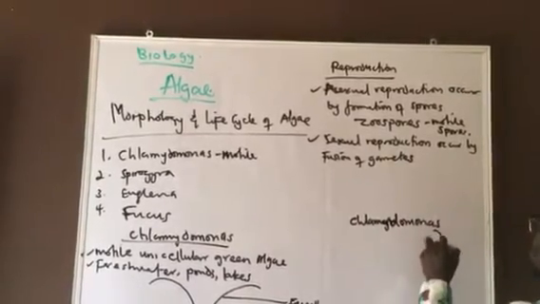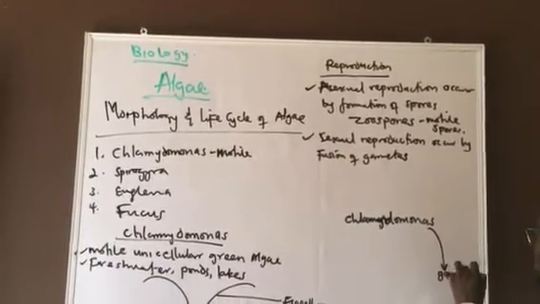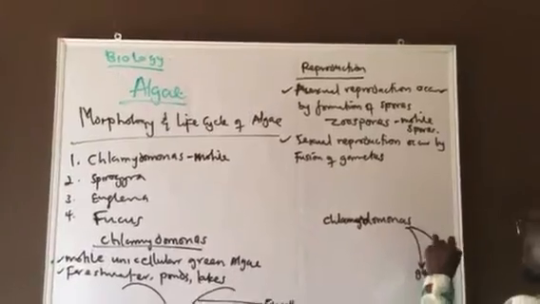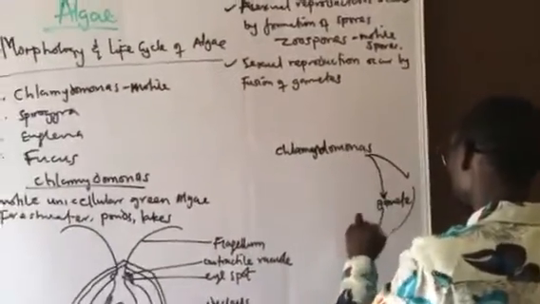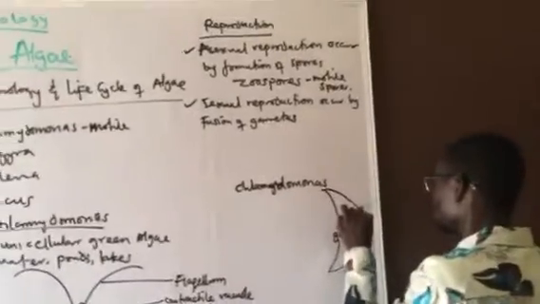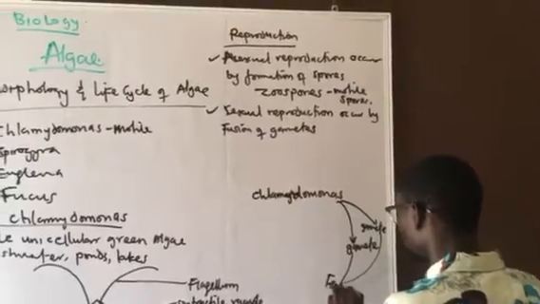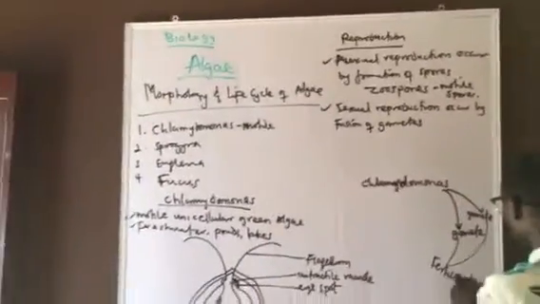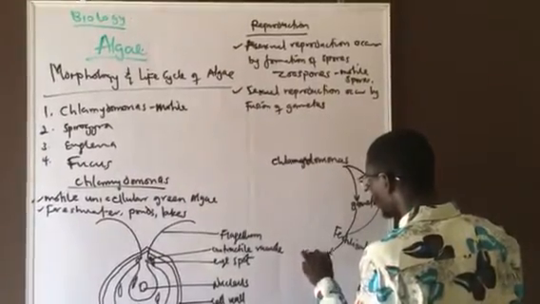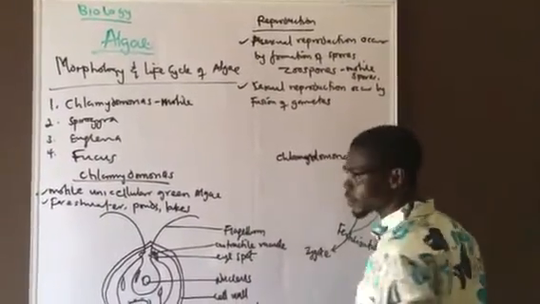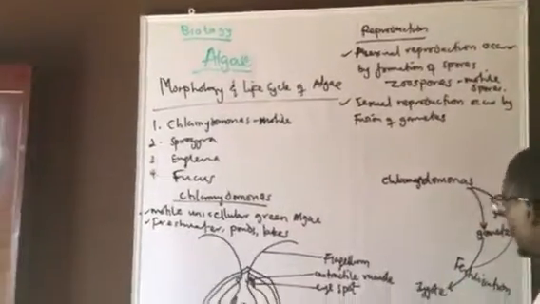The Chlamydomonas will produce the gamete. So we produce both male and female gametes. So these gametes will now fuse together. Another gamete will now fuse together, fertilization, to form the zygote. So in sexual reproduction, there is formation of zygotes. That's when the two gametes are fused together.